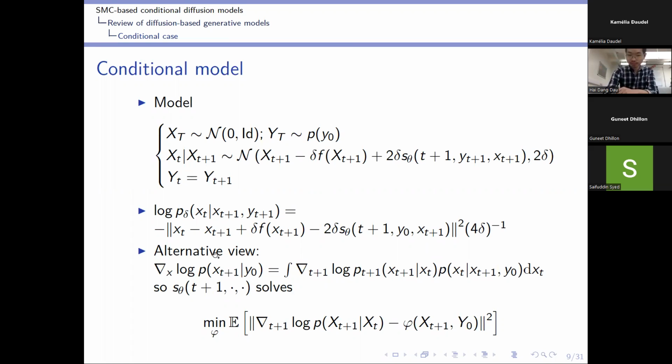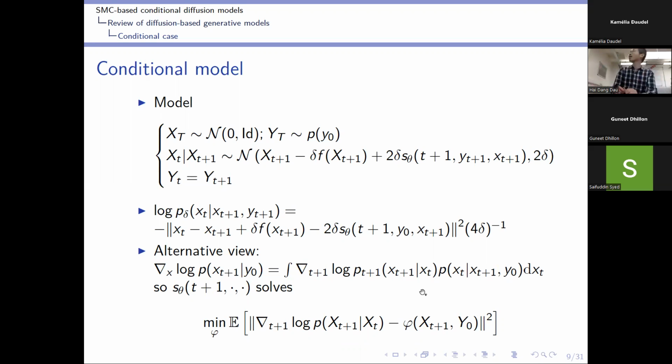All right, so an alternative view of this again is that you can say that you try to estimate a gradient, which can be written as an integral, a conditional expectation in terms of Fisher identity. And so your neural network solves this minimization problem, which is the best approximation of the function gradient log p of xt plus 1 given xt minus phi, xt plus 1, y0. So the best approximation of this using xt plus 1 and x0 and y0.